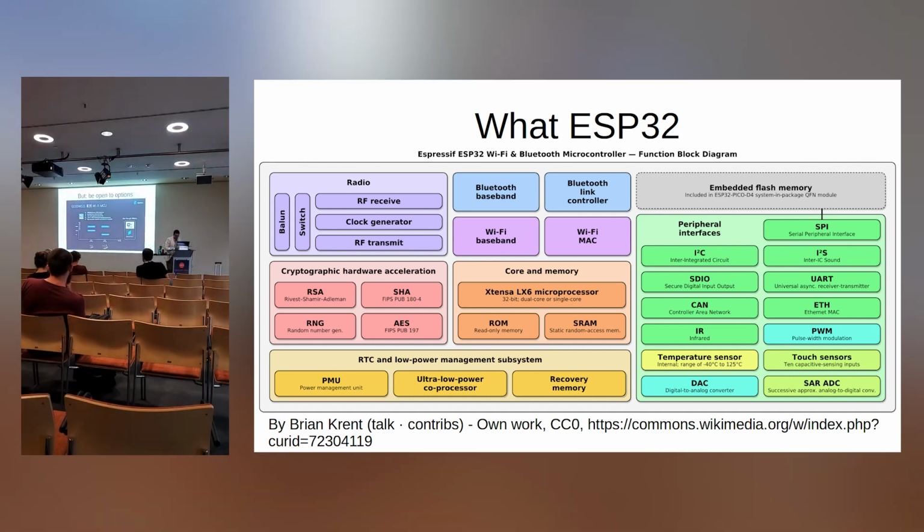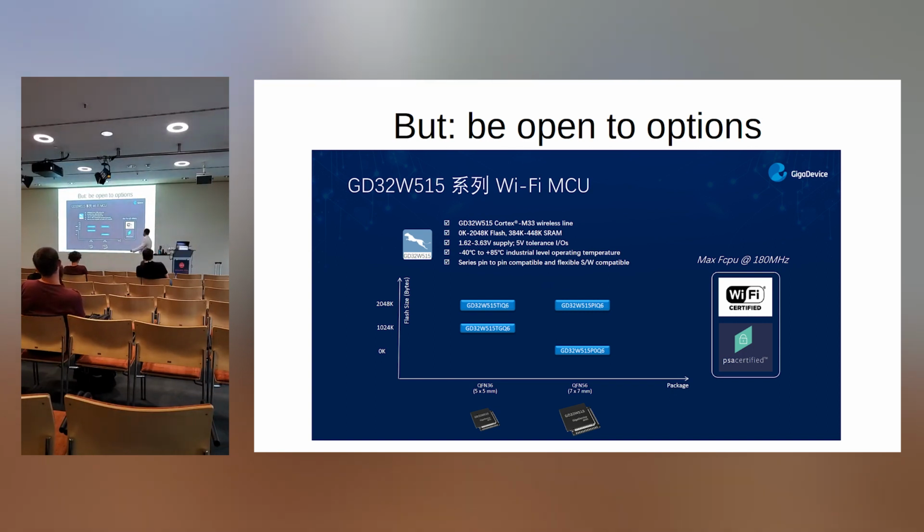But of course, we are also open to options. When you have a large number of orders, for example, I personally advocate for the GD32 W5.5 because it's much cheaper on a large order. It's a bit more difficult to develop for, of course, but it's significantly cheaper.